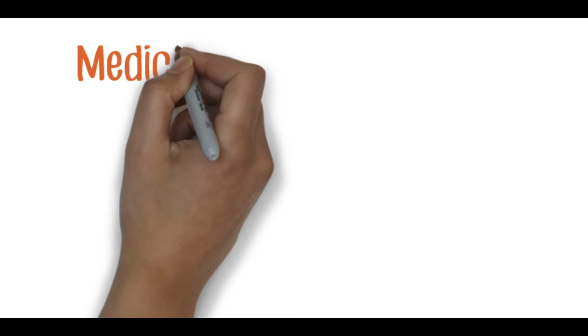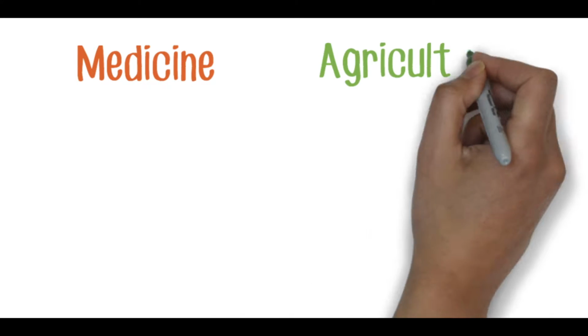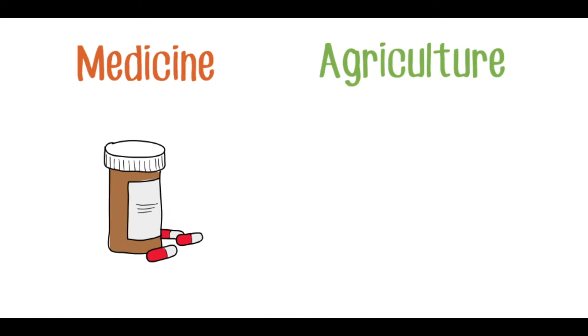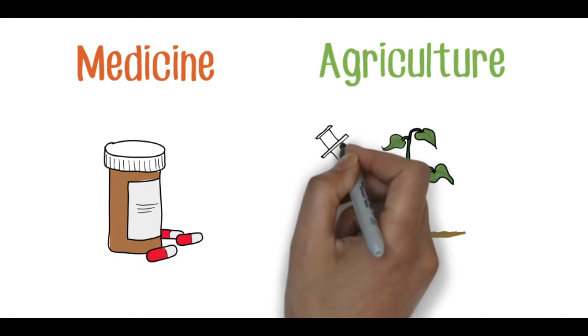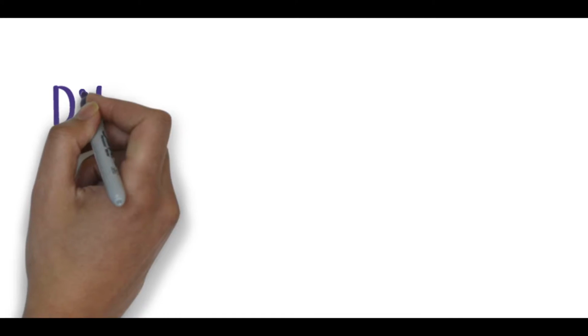Despite these challenges, genetic engineering has greatly impacted some fields such as medicine and agriculture. Some applications include the production of drugs and improving resistance of plants. Before we look at genetic engineering, we need to know how DNA works.